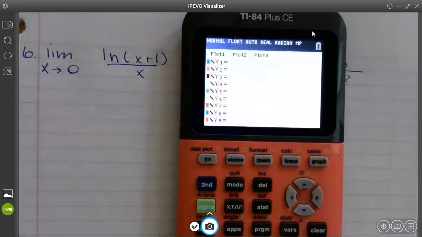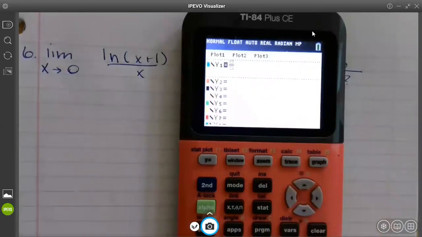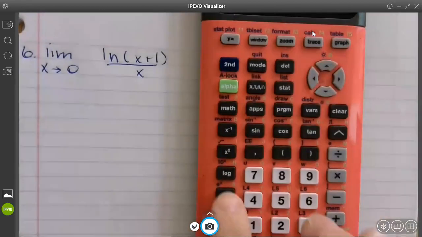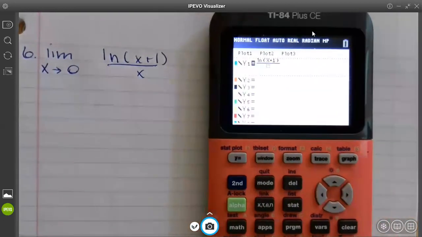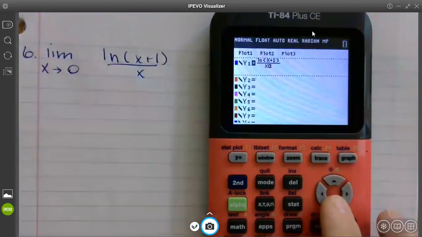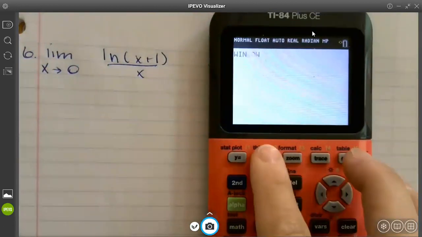So the first thing that you want to do is important. We're going to do alpha y equals. And then ln is beside the 4. So ln, x plus 1 over x. And then, I'm sorry, you can't see this calculator. I need to get one of the, there it goes. It's a little better. So then remember your table set.